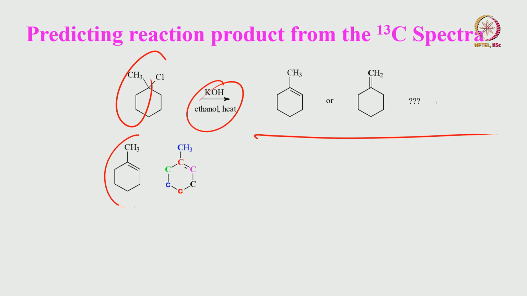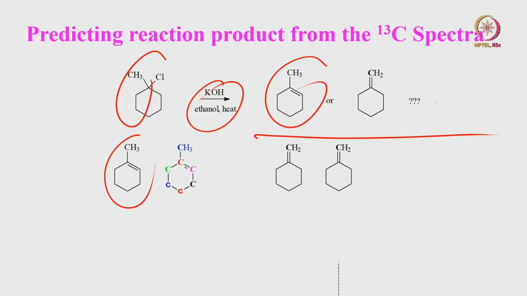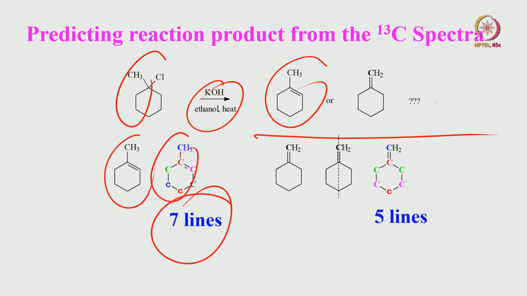If this is your product, for example this one, how many peaks do you expect? If this is the product, you get 7 lines. All carbons are inequivalent. See, there is the double bond here, there is no double bond here. These 1, 2, 3, 4, 5, 6 all are different, and this one is the 7th carbon. Whereas here there is a perfect symmetry axis. So this is same, this, then this.